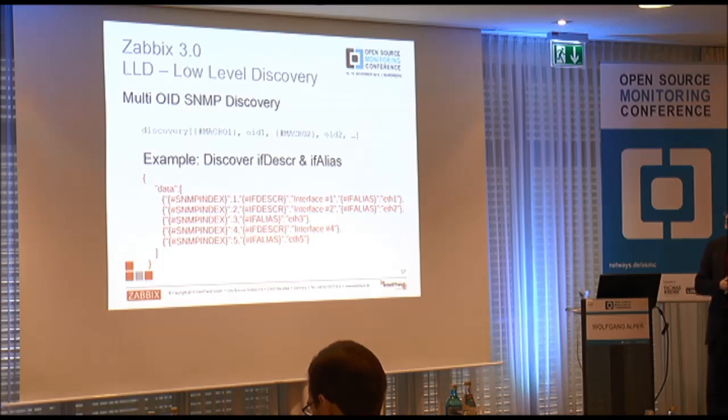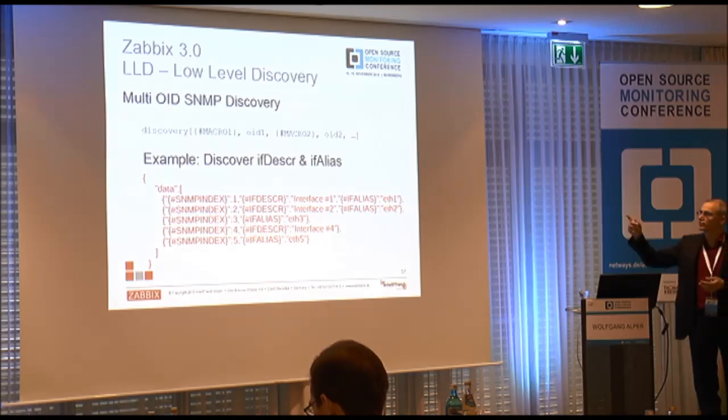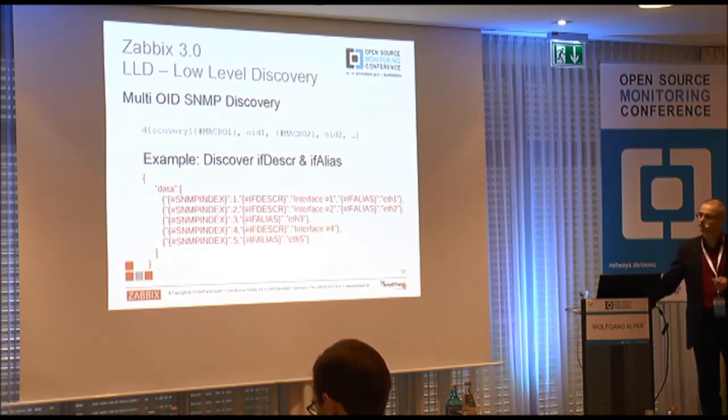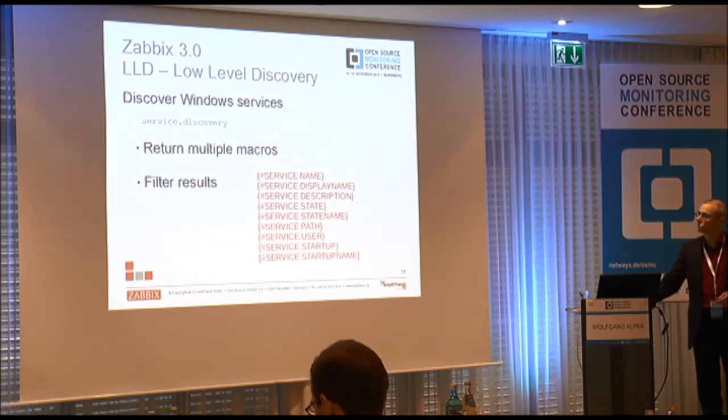Low-level discovery. Yeah, this one is fun. Low-level discovery now allows you to set up multiple OIDs for SNMP discovery and return multiple values back. In this case, for example, description and alias are returned back in one go. By the way, this is how a discovery looks like.